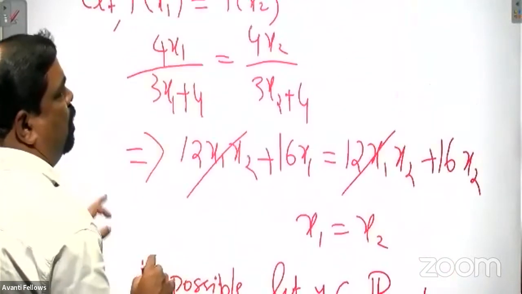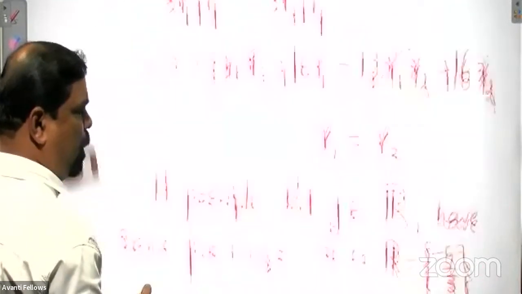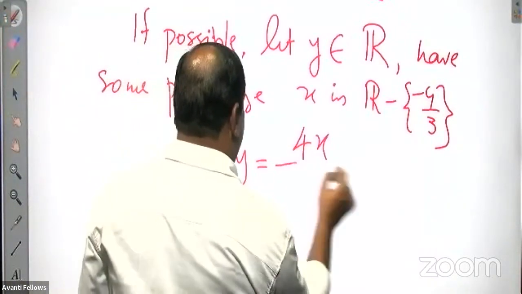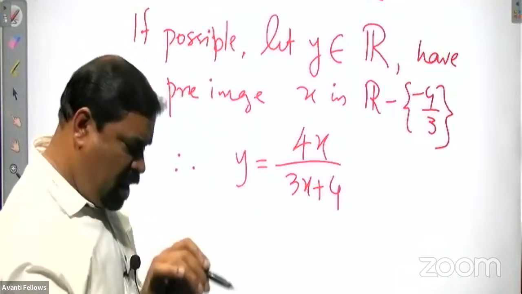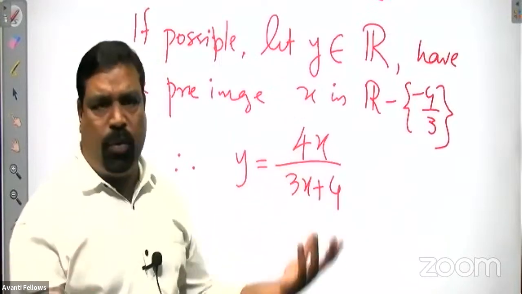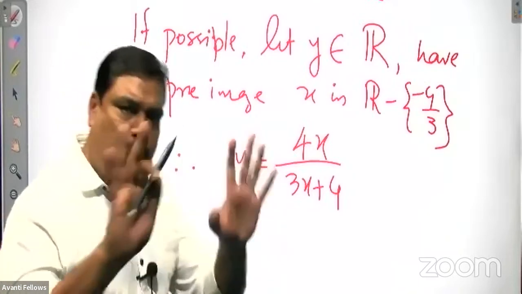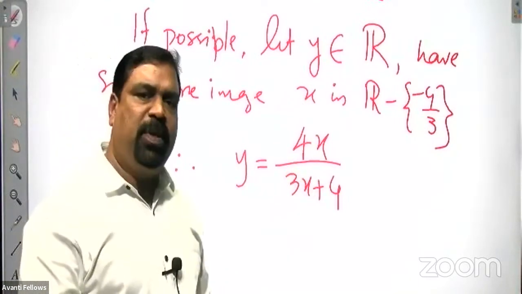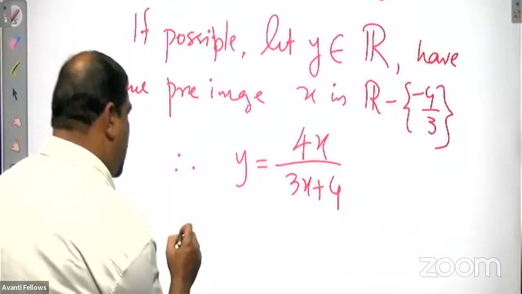What is the given definition? 4x upon 3x plus 4. If there is a pre-image x, then y must be equal to 4x by 3x plus 4. We don't know whether it is onto actually. We are just checking. Suppose it is onto. Then there must be some x such that y is equal to 4x by 3x plus 4. Let us find that x.